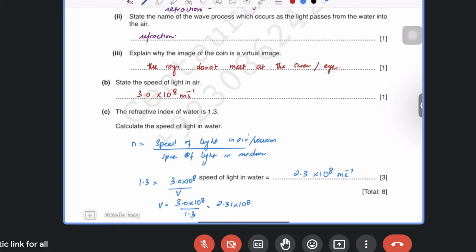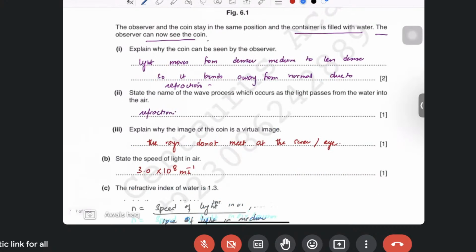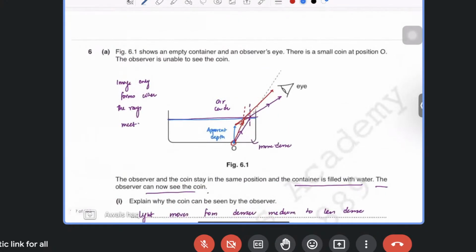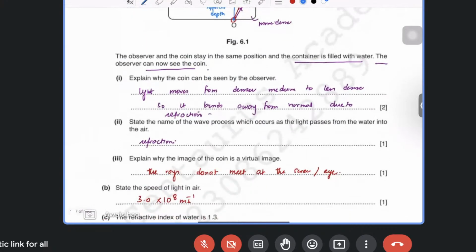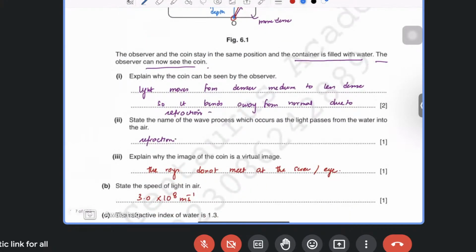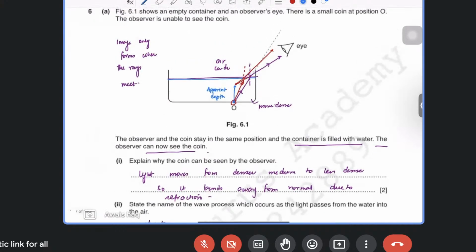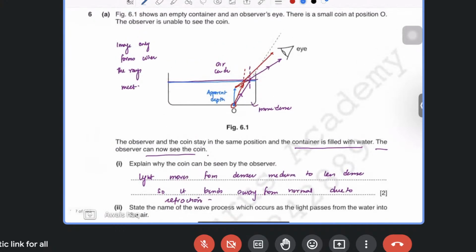Okay. Sir, can you explain part A again for this question? Yes, sir, like the whole thing, all parts. Yes. Okay. It says why the coin can be seen, because originally it was empty. I'll draw it like this again. Don't worry.